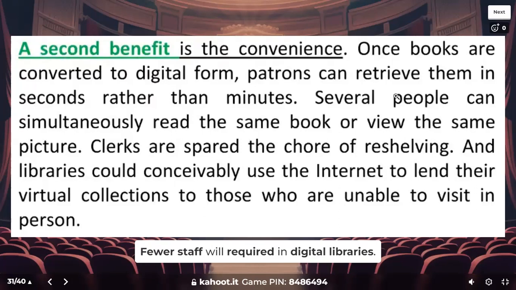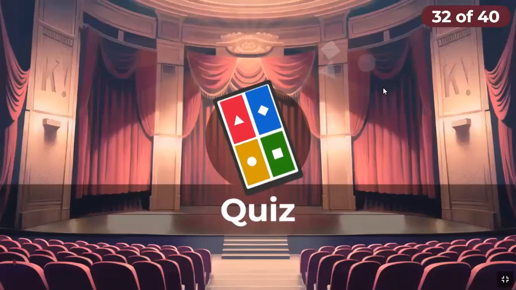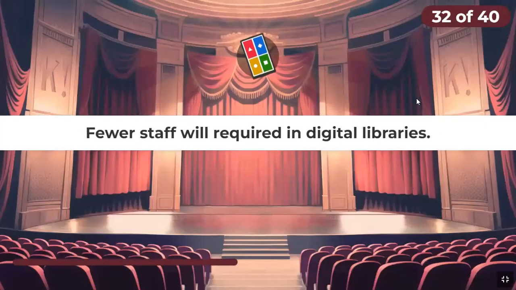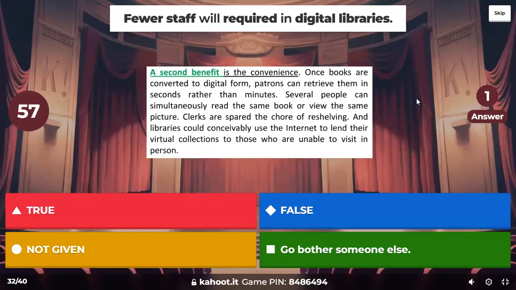Okay, so time is up. I will move on to the question, and you still have another minute. So fewer staff will be required, will be needed in digital libraries.